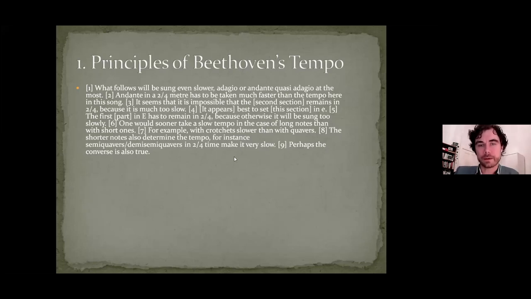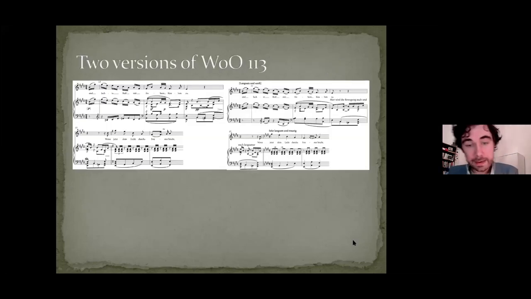Now, the relevant parts of the song in the first and second version are on the screen now. In the first four bars of the second version, very little has changed beyond some minor alterations in the piano part. But after the double bar, at the end of bar 15, Beethoven changed the time signature from 2/4 to alla breve, doubled all the note values, and added a tempo indication clearly communicating a slower tempo. And these three factors combined, note values, tempo indications, and meter, were used by Beethoven to communicate the tempo that he had in mind at this point.